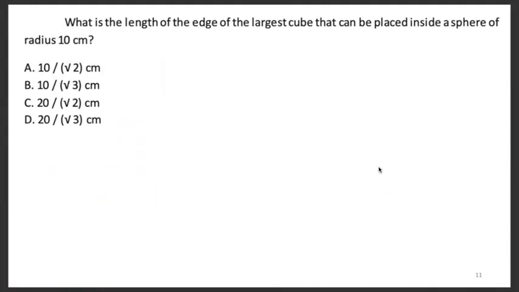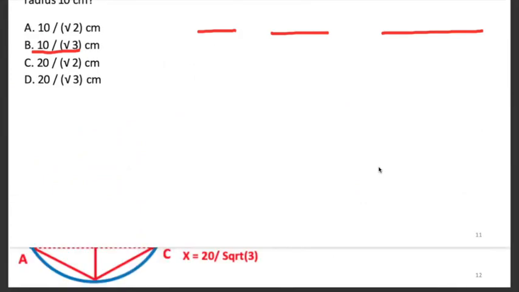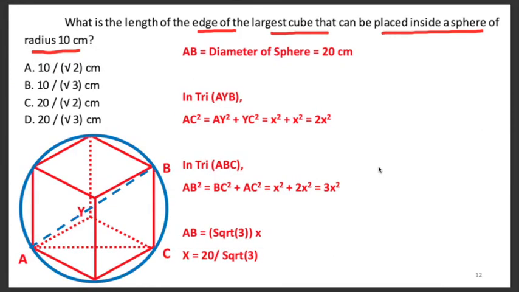What is the length of the edge of the largest cube that can be placed inside a sphere of radius 10 centimeter? So this is a sphere of radius 10 centimeter, the blue line. The largest cube that can be placed is this, which means that the diagonal AB of the cube will touch the sphere, and that also happens to be the diameter of the sphere. The diameter of the sphere, hence AB, will be 20 centimeter.